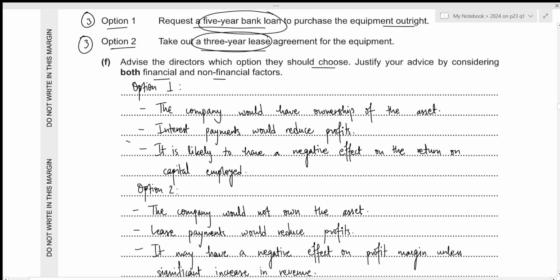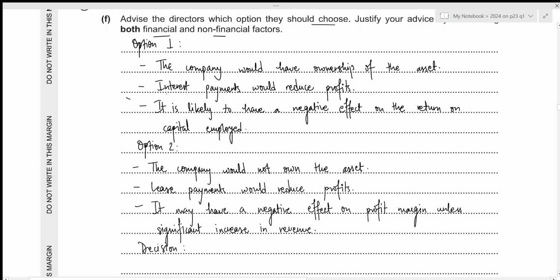So I would advise the directors to go ahead with option 2. The directors should choose option 2 as it is less vulnerable to business downturn.